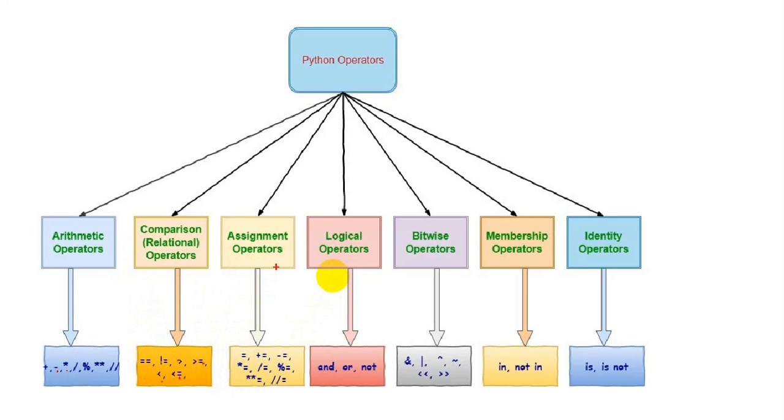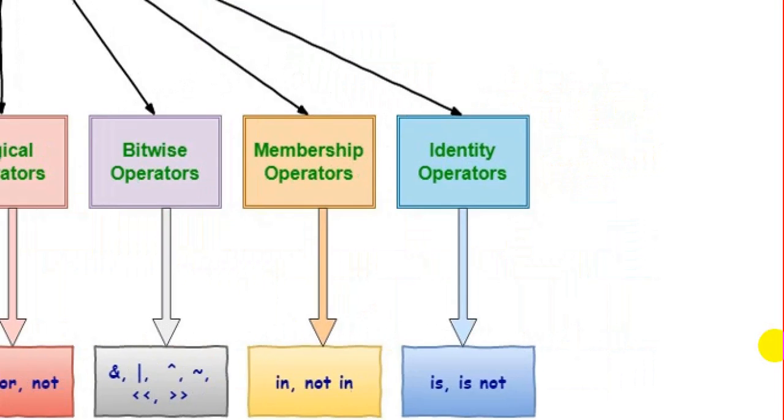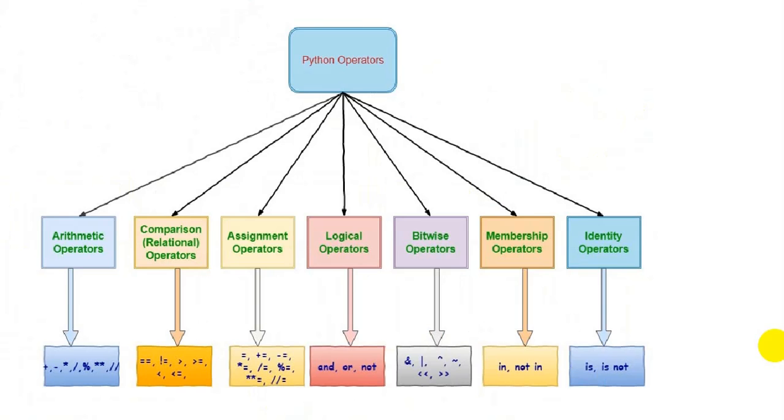For assignment, we have simple and compound assignment operators: equal to, plus equal to, minus equal to, star equal to, slash equal to, modulo equal to, double star equal to, double slash equal to. So what is compound assignment? A equal to A plus B can be written as A plus equal to B. This is an example of the compound assignment operator.